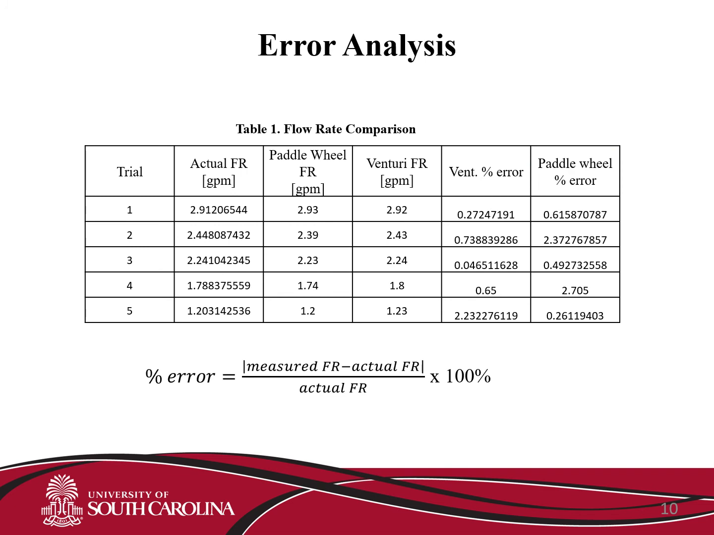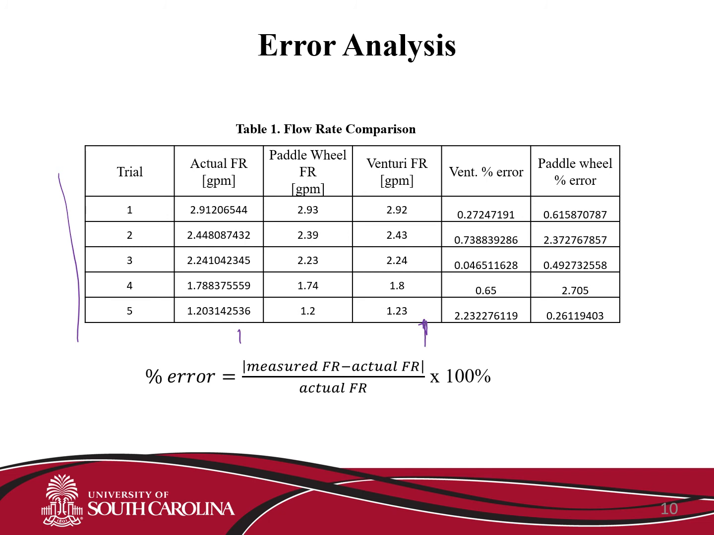So you need to calculate from the data analysis. First, we can calculate the error of the flow rate. How to calculate the error of flow rate? You need to make a table like this table for the 5 trials. The actual flow rate, this is the absolute value. Make sure to add the absolute value.